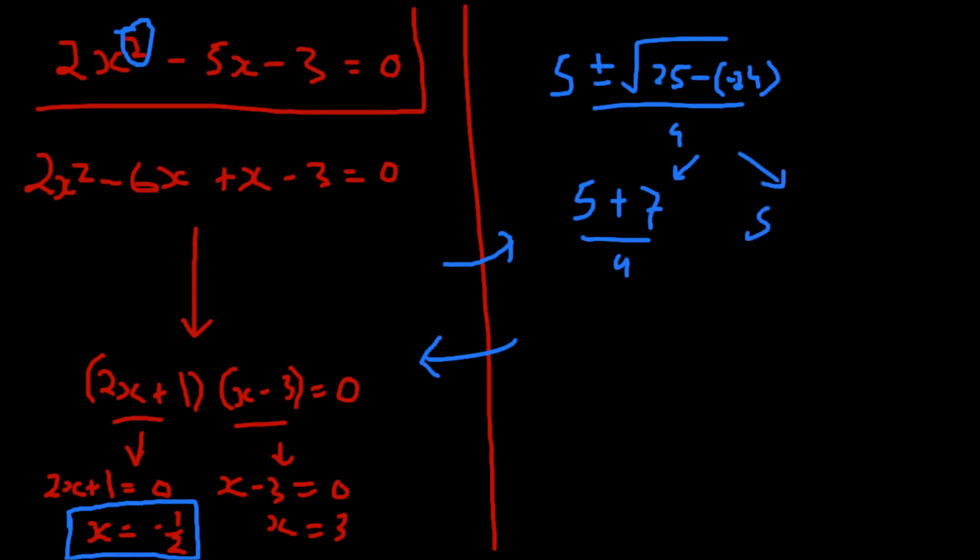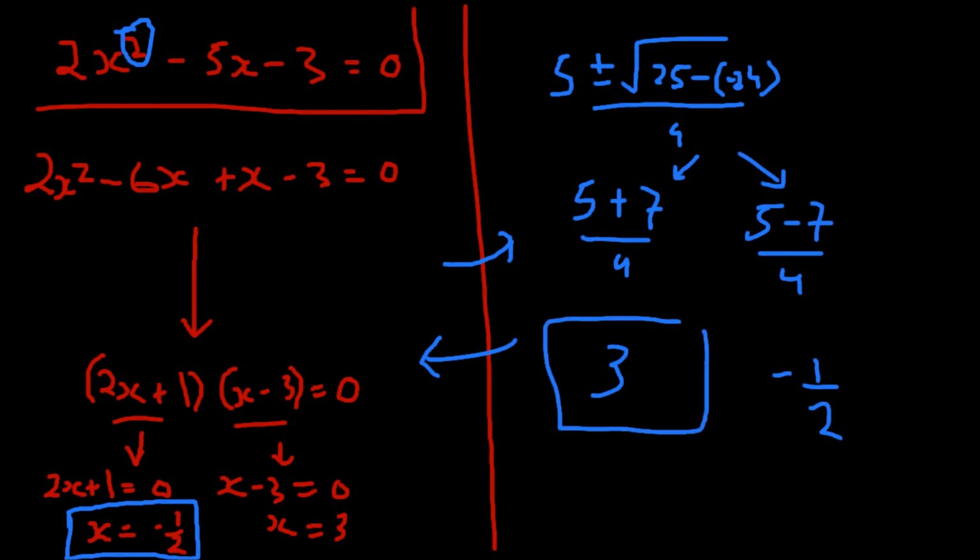And so over here you'll have 5 minus 7 upon 4. So just solve here, you get 3, solve here you get minus 1 by 2, and you can see that it matches. So again, only if you think that you can easily split the middle term, do the factorization way.